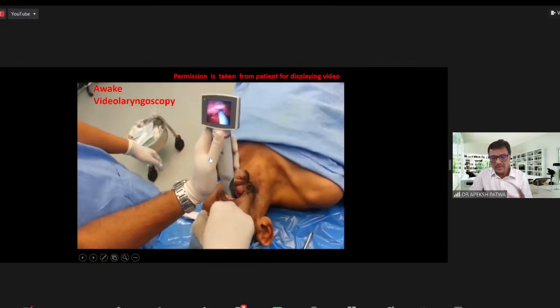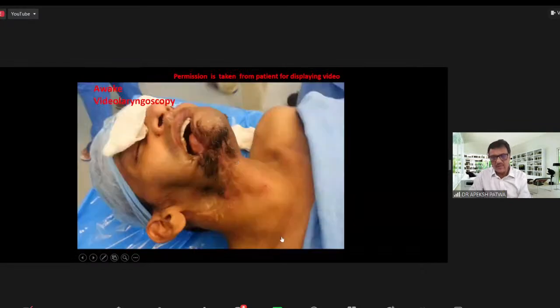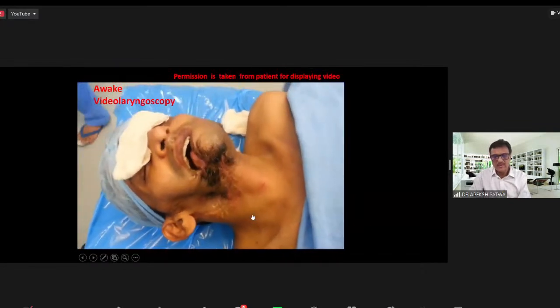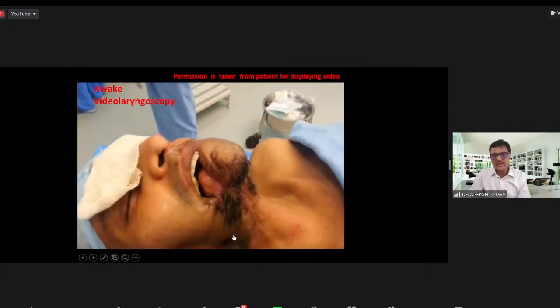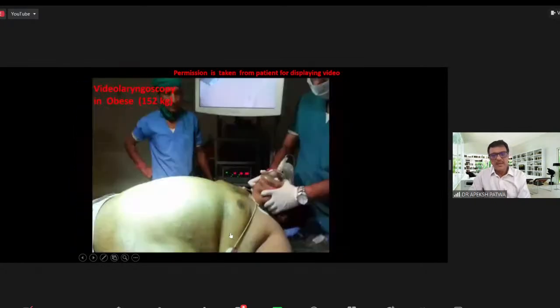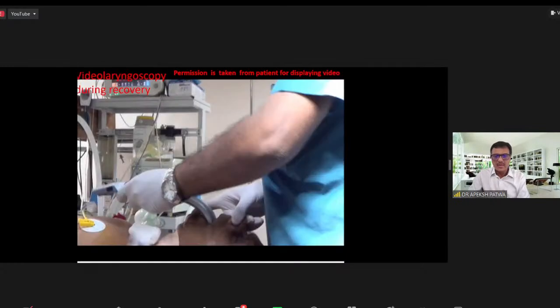So with a hyperangulated blade, it's possible to intubate in the awake state. And you can even intubate in a neutral position also. You can use the video laryngoscope for checking the laryngeal movement after thyroid surgery in the awake state with the spray.